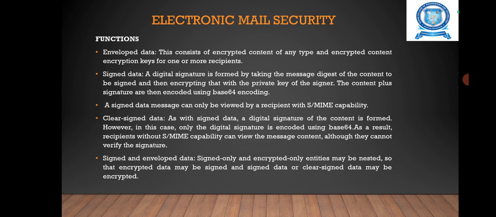Functions. Enveloped data consists of encrypted content of any type and encrypted content-encryption keys for one or more recipients. Signed data: a digital signature is formed by taking the message digest of the content to be signed and then encrypting that with the private key of the signer. A signed data message can only be viewed by a recipient with S/MIME capability. Clear-signed data means a digital signature of the content is formed. However, in this case, only the digital signature is encoded using base 64. As a result, recipients without S/MIME capability can view the message content.